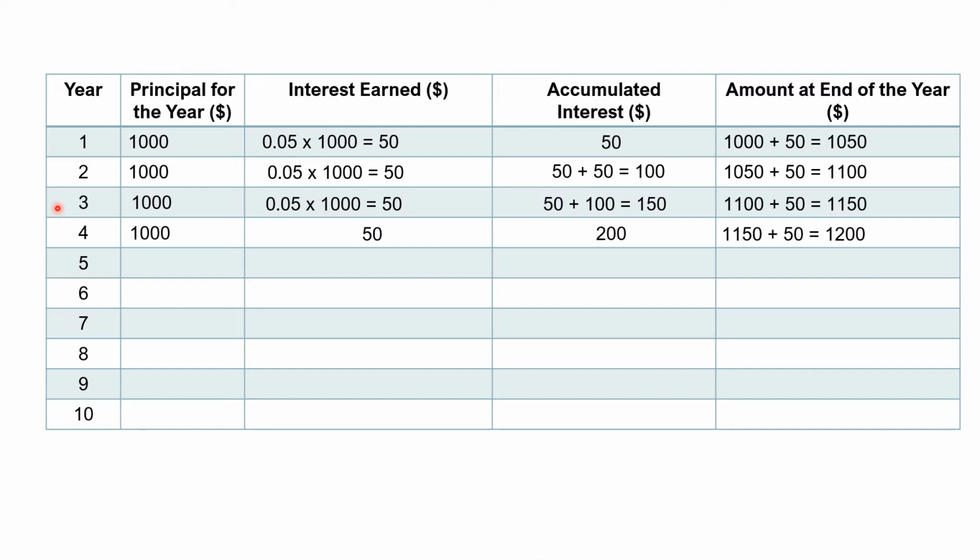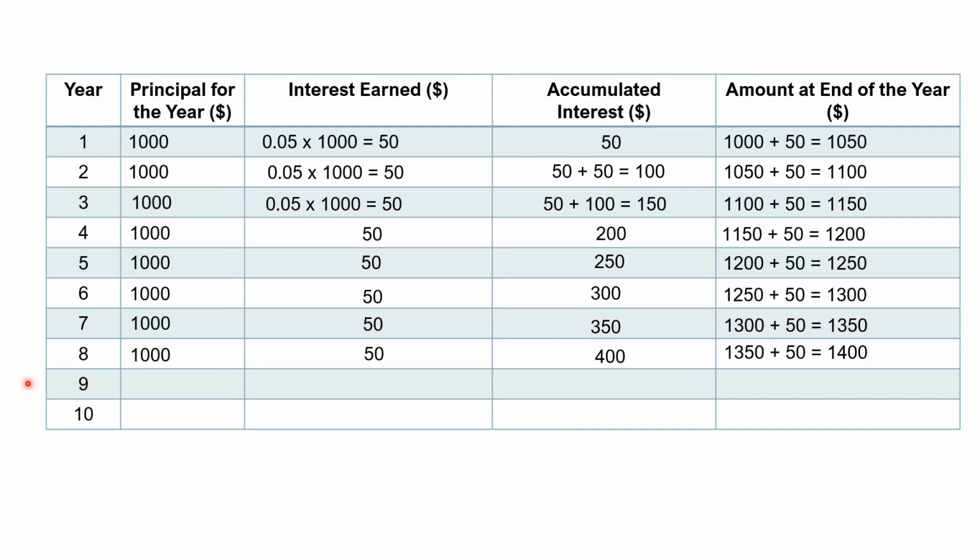So if you have a chart here, you can fill in the rest of the chart. This is going to be 1,000 all the way down here. This is going to be 50s all the way down here. And for these ones, you can see the pattern of what the accumulated interest is going to be, and then the amount at the end of the year. So let me just skip through here. Here's the 5th year, and the 6th year, I put it all in as one.